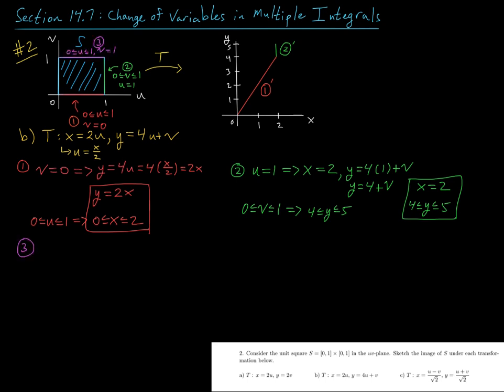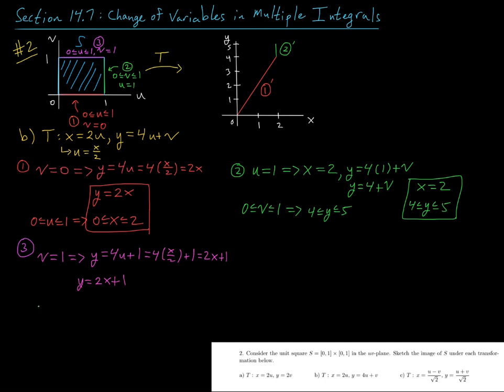All right, moving along. We have this top edge. There u varies from 0 to 1 and v is equal to 1. Okay, so if v is constant 1, that's going to imply that y is equal to 4u plus 1. But again, we know that u is half x, so this would be 4 times x over 2 plus 1, which is equal to 2x plus 1. Okay, so in other words, v being constant 1 says that y is equal to 2x plus 1.